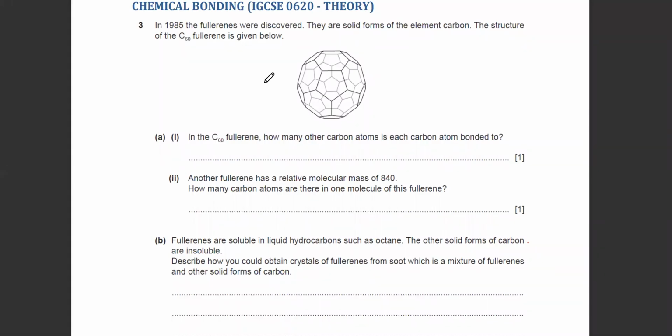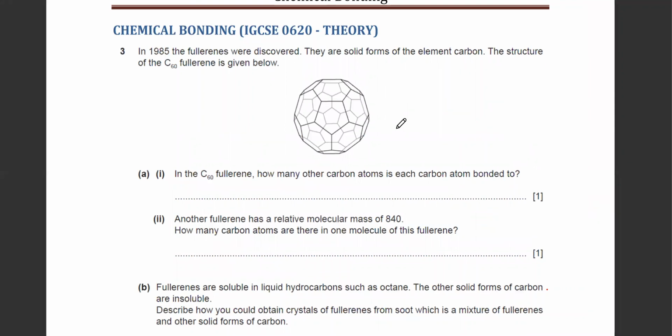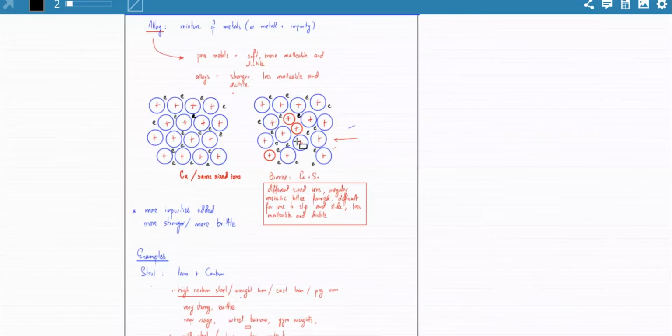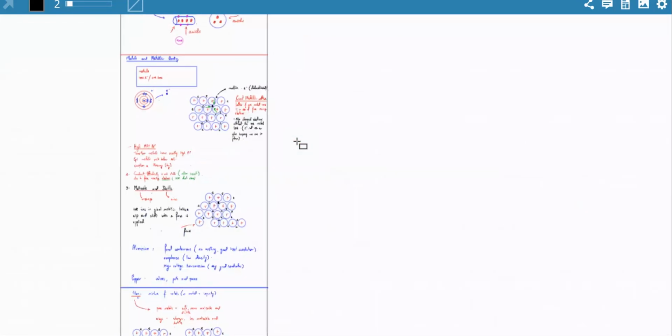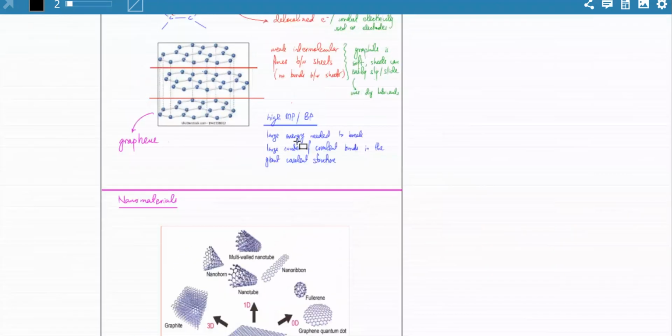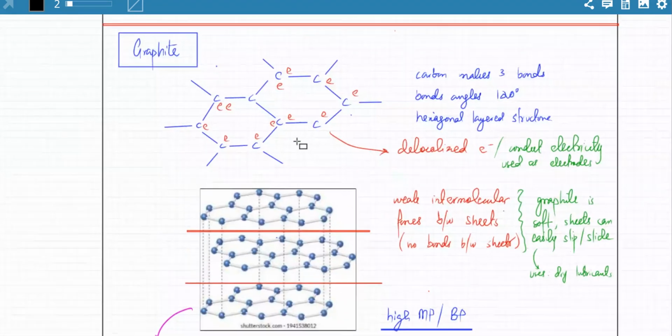So starting with the first question, Steve, he's talking about fullerenes. We talked a bit about fullerene. Remember, I told you fullerene is not in your syllabus, but you're going to get questions which would be kind of linked to fullerenes. We did fullerenes in giant covalent structures. We discussed some of it. Okay, we briefly did discuss nanomaterials.